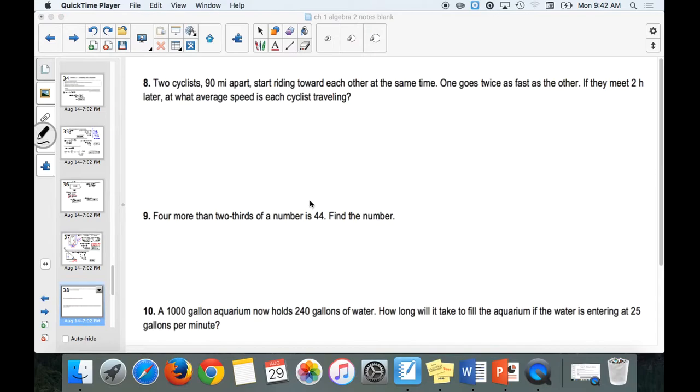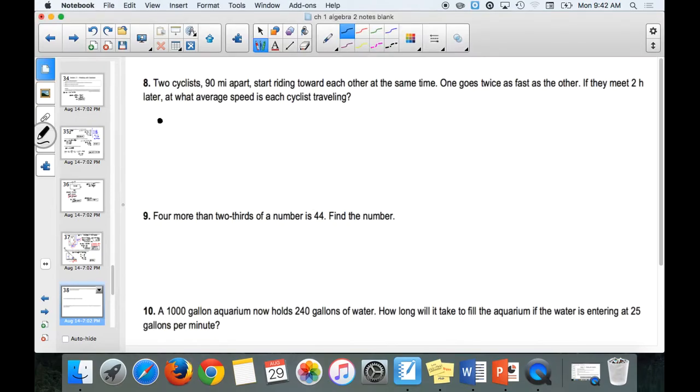All right, so here we go. So it says 2 cyclists 90 miles apart start riding towards each other at the same time. One goes twice as fast as the other. If they meet 2 hours later, at what average speed is each cyclist traveling? All right, so they're 90 miles apart from each other, and one is going twice as fast as the other. Okay, so we're going to break it up like that. All right, if they meet 2 hours later, at what average speed is each cyclist traveling?